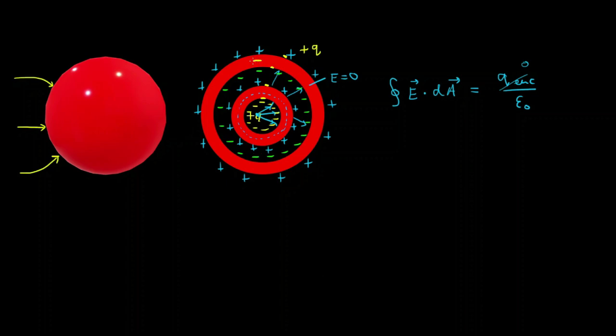Because if you construct the Gaussian surface in the middle of that conductor, you have a charge of plus Q, minus Q, plus Q, minus Q. So the electric field inside the body of the conductor is zero. And that's the most important idea.